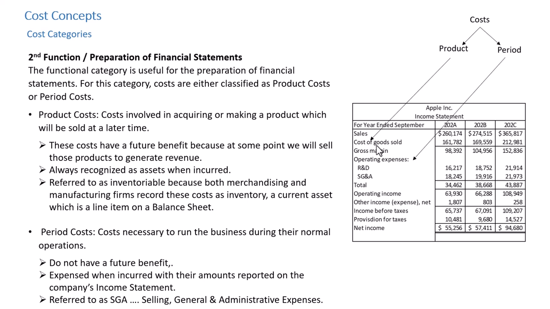The research and development and SG&A are period costs, which means that they're expensed during the current period because there is no future benefit to them.